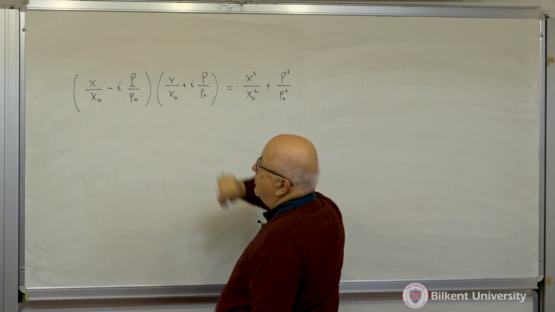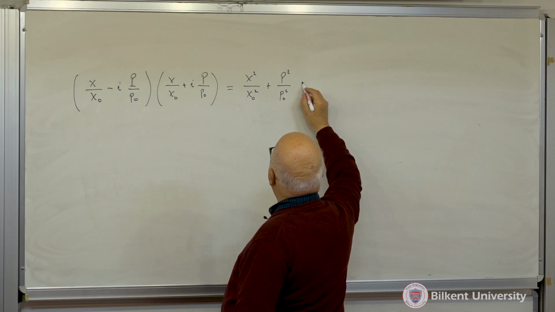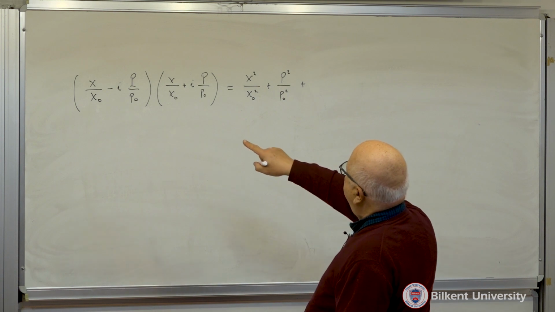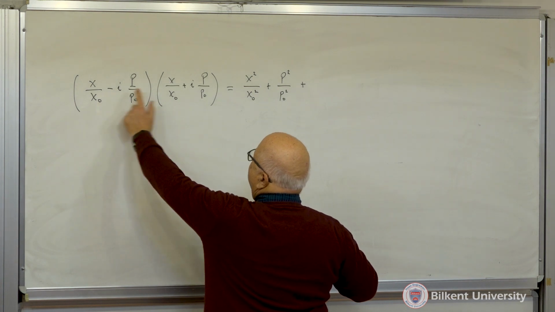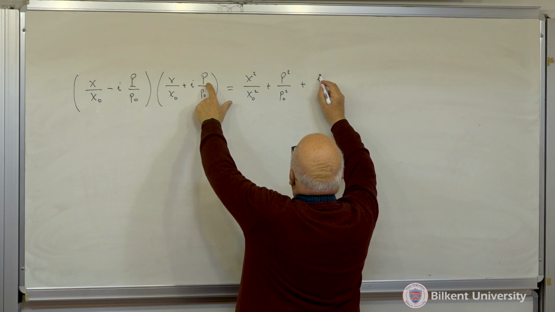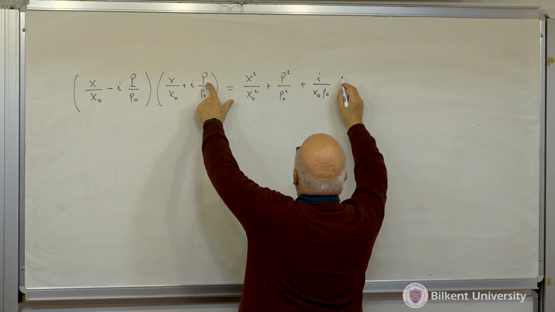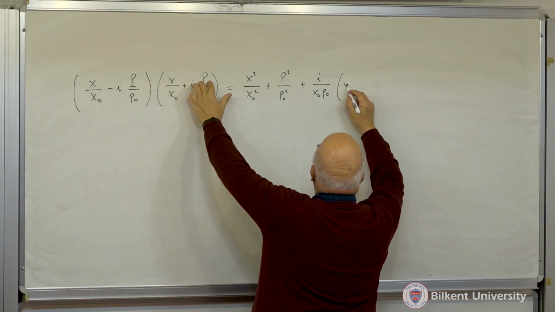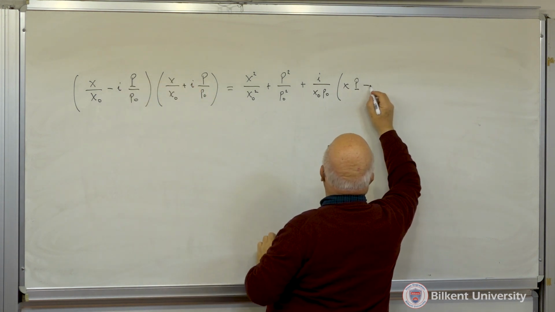And then there will be cross terms, i times the commutator of x and p. Okay, let's just go slowly. So I have the term which multiplies x times p, which comes with an i. So the cross terms will have an i over x0 p0, right? There will be an xp term, and there will be a minus px term.